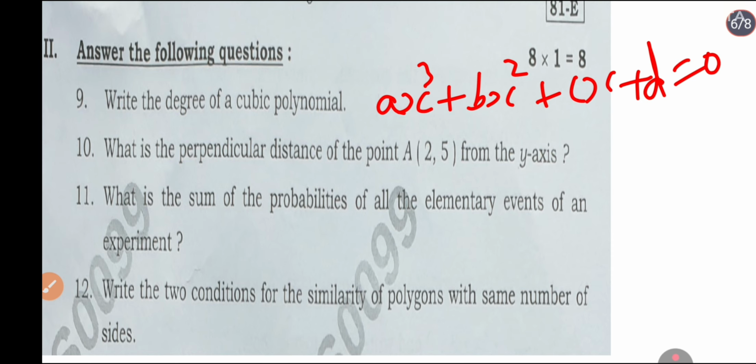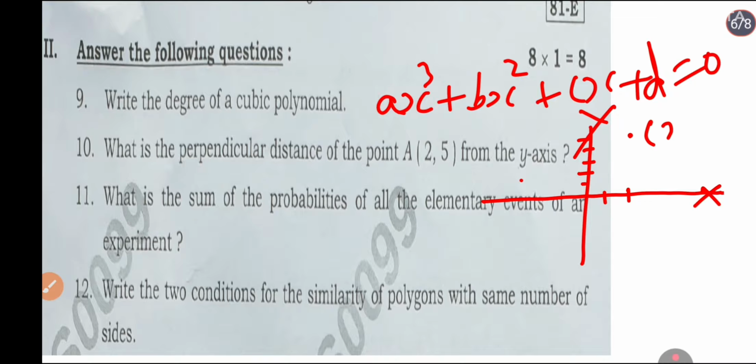Answer is 3. What is the perpendicular distance of the point (2, 5) from the y-axis? This is the y-axis. If I mark the point, 1, 2 and here 5, 1, 2, 3, 4, 5, the point (2, 5) will be here. They are asking the distance from the y-axis. This is the y-axis. So the perpendicular distance from the y-axis is 2, the x-coordinate. So the answer is 2.